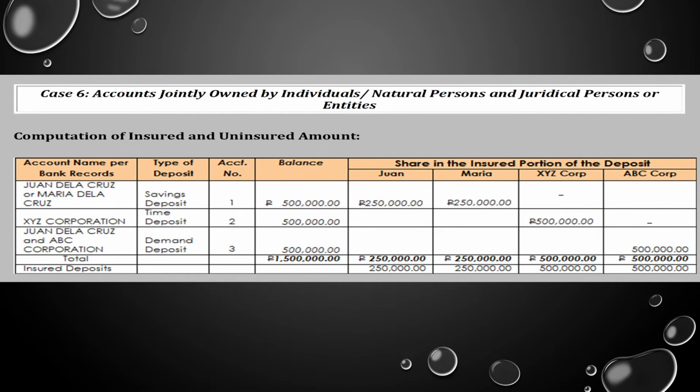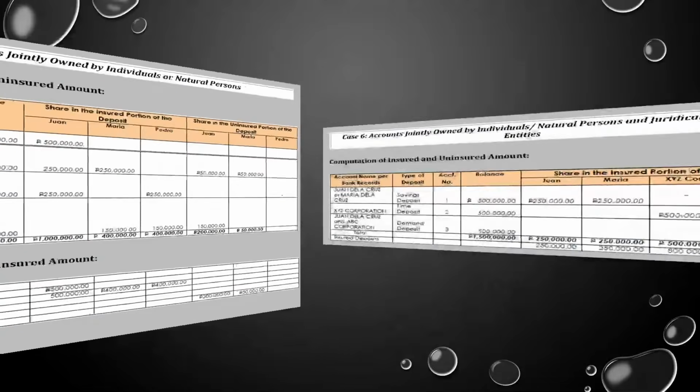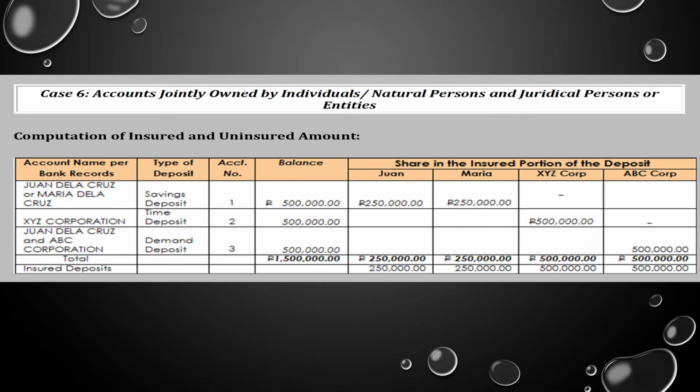So case number 6, accounts jointly owned by individuals, natural persons, and juridical persons or entities. So computation of insured and uninsured amount. So account name per records, Juan de la Cruz or Maria de la Cruz. So this is the account number 1. Account number 2, XYZ Corporation. And yung account number 3 naman natin, we have Juan de la Cruz and ABC Corporation. Okay, so compute the insured and uninsured amount.